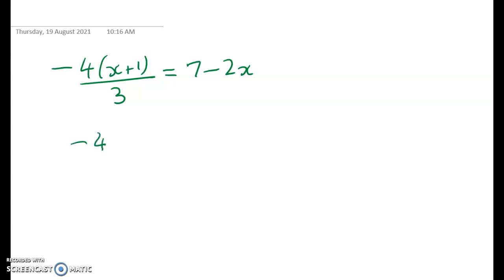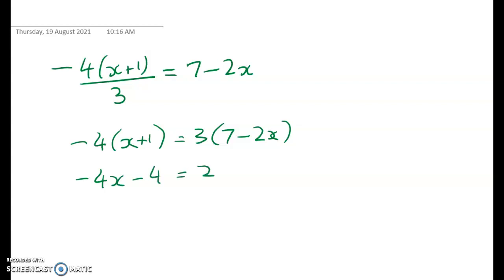Okay, so question 2: negative 4 times (x plus 1) over 3 is equal to 7 minus 2x. I'm going to multiply both sides through by 3. That gives me negative 4 times (x plus 1) is equal to 3 times (7 minus 2x). Negative 4x minus 4 is equal to 21 minus 6x.